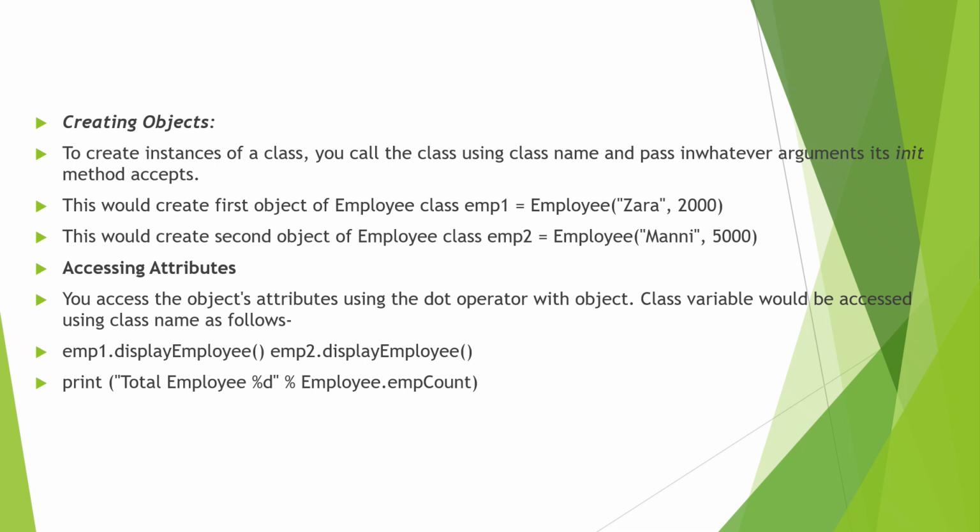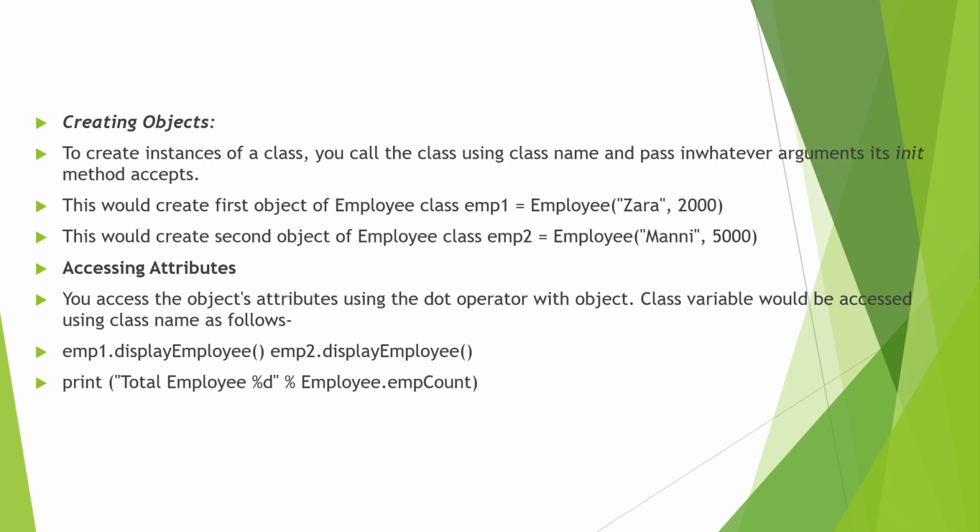Accessing attributes. Now that objects are created, let's see how their attributes can be accessed. You access the object's attributes using the dot operator. This means you use the object's name followed by a dot and then the attribute or method you want to access. Class variables can be accessed using the class name itself. Class variables are shared across all instances of the class. You refer to them using the class name.